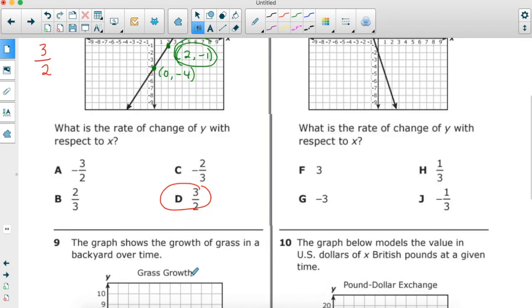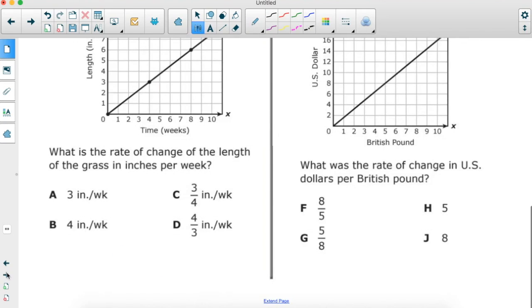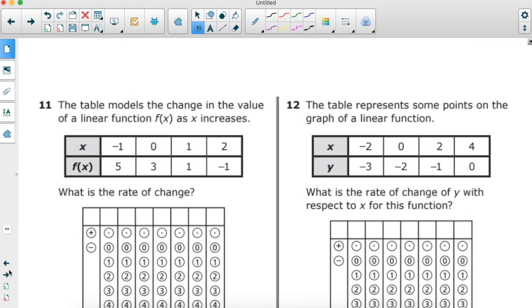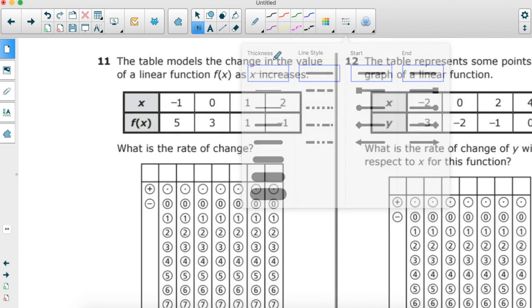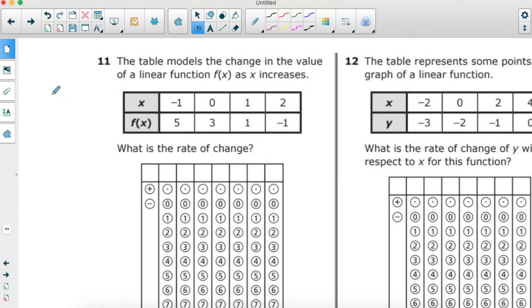Okay, the next one I want to go over is on the next page, which is number 11. Okay, so number 11 says, the table models the change in the value of a linear function f of x as x increases. So now we have a table and we have to find the rate of change. So to do that, we're still going to find the change in y over the change in x.